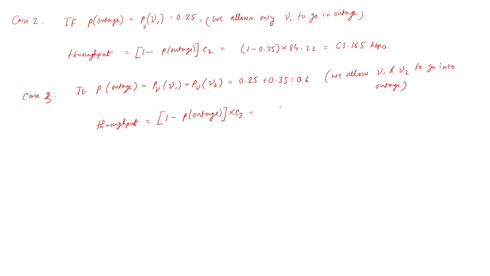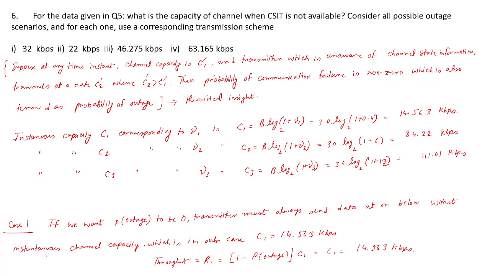So is the average throughput really higher? Let us check. 1 minus 0.6 times 111.01 kbps. It comes out to be 44.4 kbps. Now we denote this case as R3. The previous one, I think we denoted R2, and the first one R1. Correct. Okay.